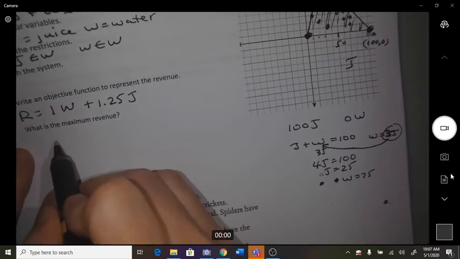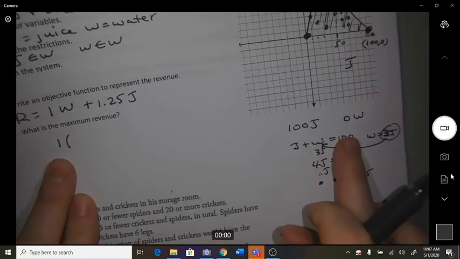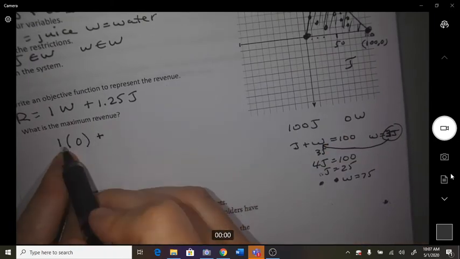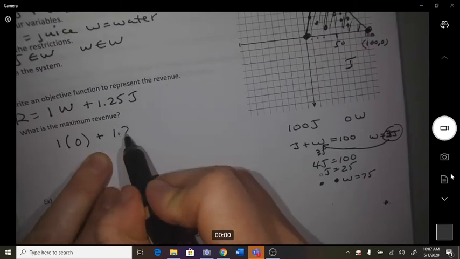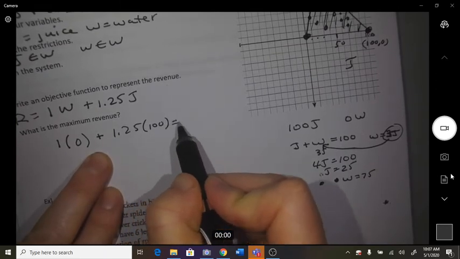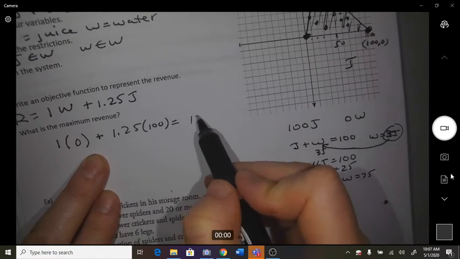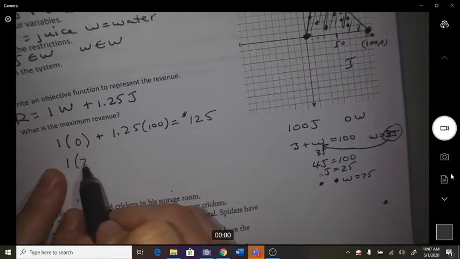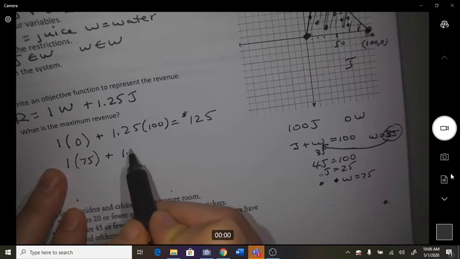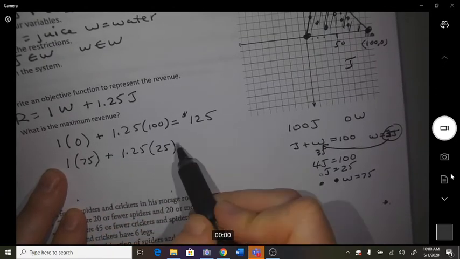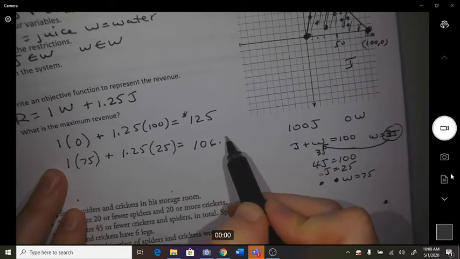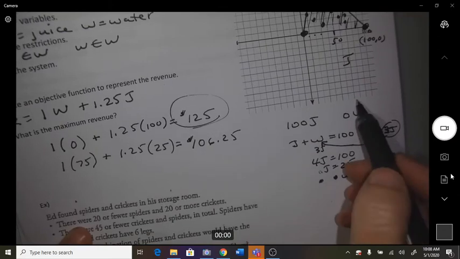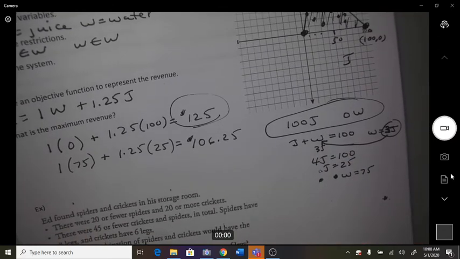Okay, so let's go 1 water. I'm going to plug in this point: $1 times 0 waters plus $1.25 times 100 juices. So that's $125. And if we plug in this point, $1 times 75 waters plus $1.25 times 25 juices, that's $106.25. So this is our max revenue, and that's how we could get it.